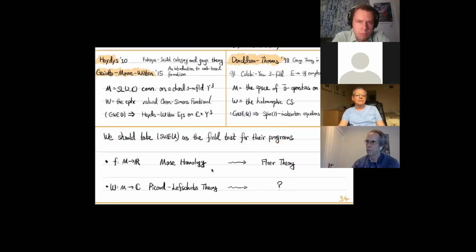So to summarize, whenever we have a real valued Morse function on a manifold, we can define its Morse homology. Its infinite dimensional analog is Floer theory. And when we have a holomorphic Morse function on a Kähler manifold, we have the Picard-Lefschetz theory. Then what's the infinite dimensional analog of that? And I hope we can fill in this blank in the future, at least for Seiberg-Witten equations. That's all I prepared for this talk, and thanks a lot for your attention.